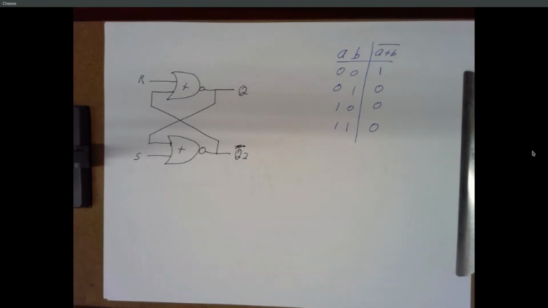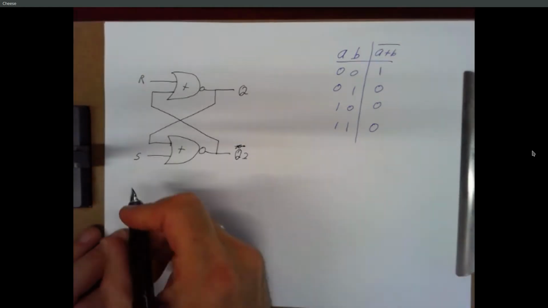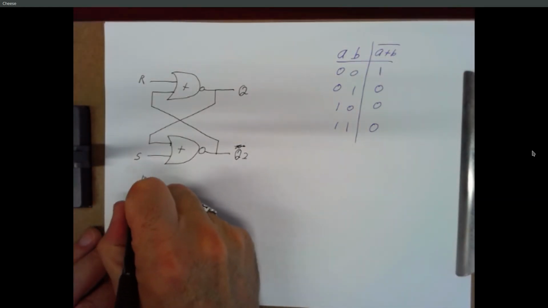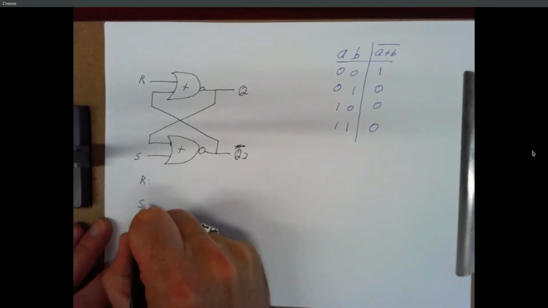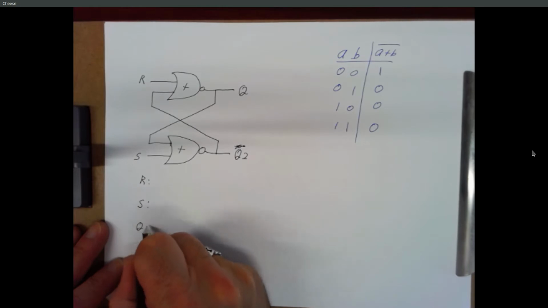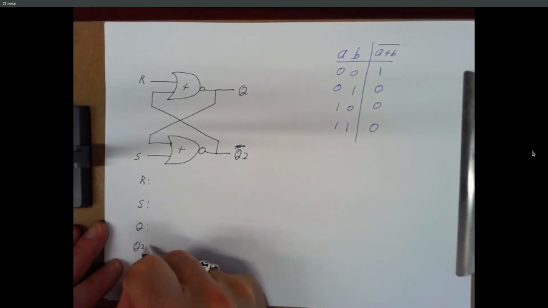Okay, so the task at hand is to analyze this circuit and try to understand what it does. And it's a circuit that depends on what's happened in the past. So we can use timing diagrams to help understand this. So let me make a trace for R, and a trace for S, and one for Q, and one for Q2.